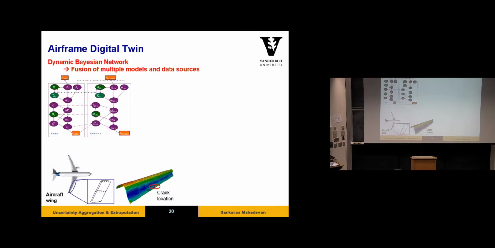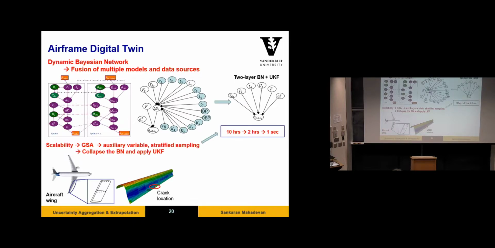So I'll give you a simple example of an aircraft wing, and let's say you have a crack at this location. Of course this is a simple model, a simple network, but for an actual realistic wing, you have a network with hundreds of nodes at each time instant. So what we had to do, using the global sensitivity analysis that I just mentioned, was use that to reduce our dimension. And also for the Bayesian network, in general, we would use a particle filter to propagate the uncertainty across time. Or you can use Kalman filters if you can get away with some Gaussian assumptions.